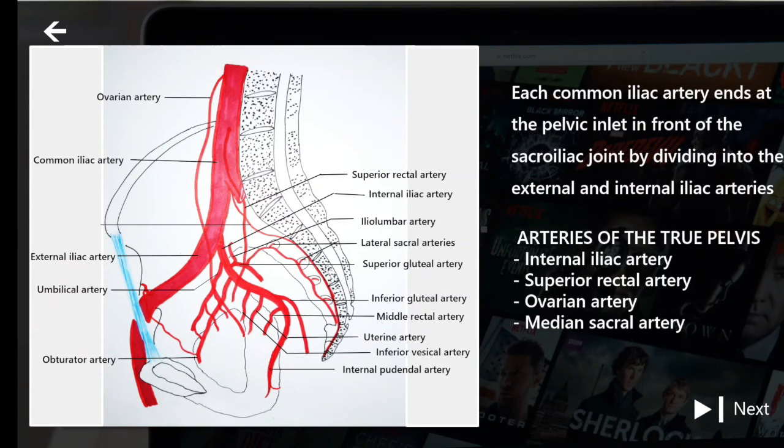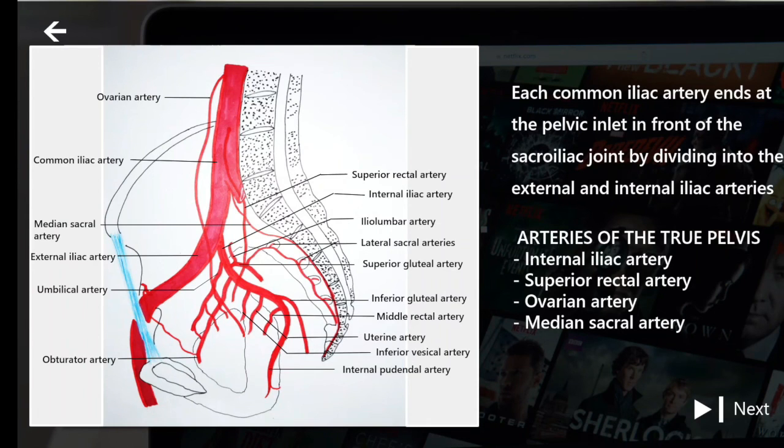The ovarian artery arises from the abdominal part of the aorta at the level of the first lumbar vertebra. The artery is long and slender and passes downward and laterally behind the peritoneum. It crosses the external iliac artery at the pelvic inlet and enters the suspensory ligament of the ovary. It then passes into the broad ligament and enters the ovary by way of the mesovarium.